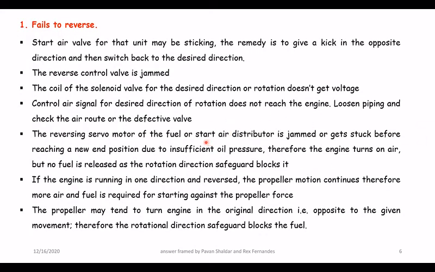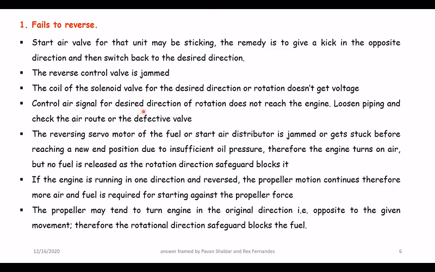So another thing can be it fails to reverse. Starting air valve for that unit may be sticking basically, so it's not able to reverse. So again you have to overhaul the starting air valve. Then reverse control valve is jammed. Then the coil of the solenoid valve for the desired direction of rotation doesn't get voltage. So the solenoid valve for the rotation, basically if it's a coil type, this is for the electronic engines. If the solenoid valves are not operating, you replace the solenoid valves.